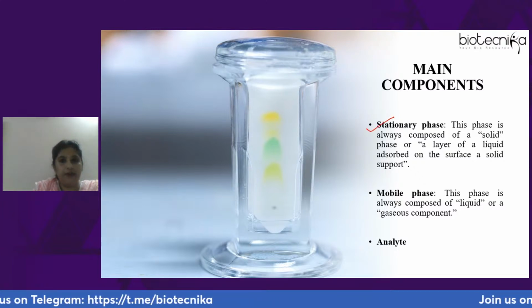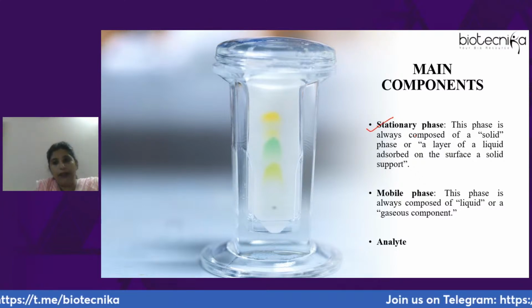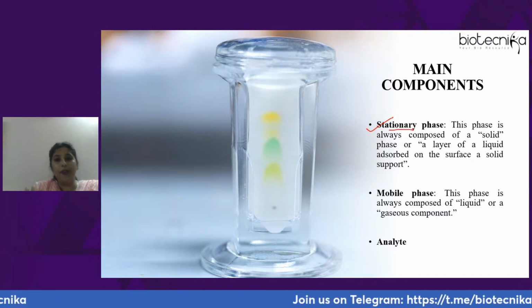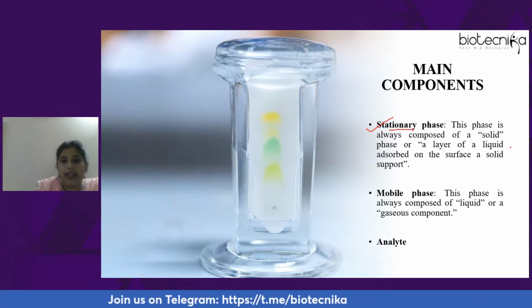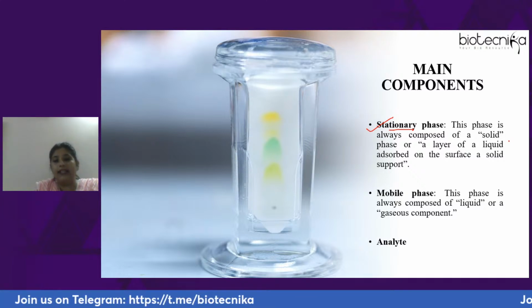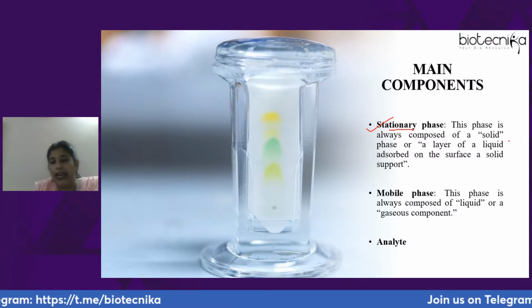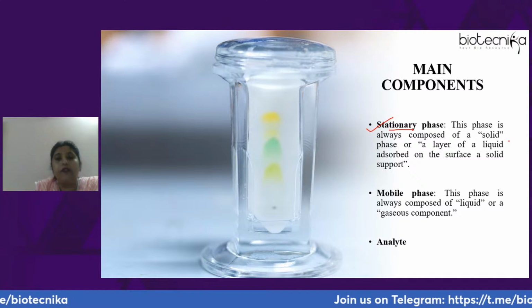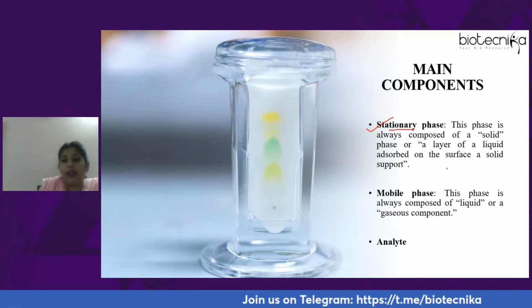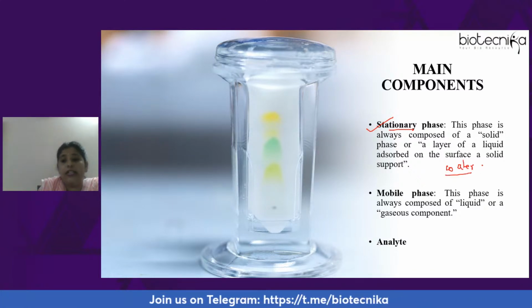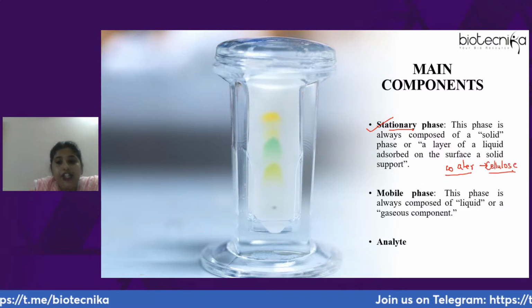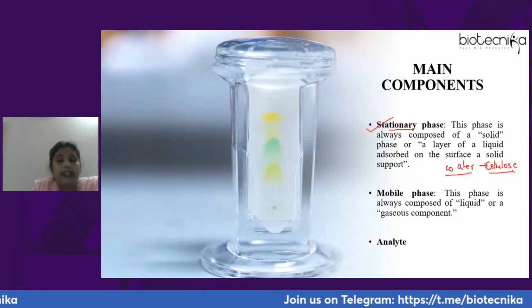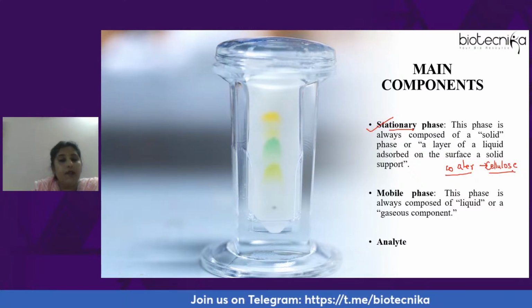One is the stationary phase. From the name only you can make out that stationary is something which is fixed, which is not movable, right? This stationary phase can be a simple liquid which you can adsorb on some solid support. For example, in paper chromatography, the stationary phase is water which is adsorbed on the cellulose paper, right? So the stationary phase is composed of a solid phase or a layer of liquid adsorbed on the surface of a solid support.